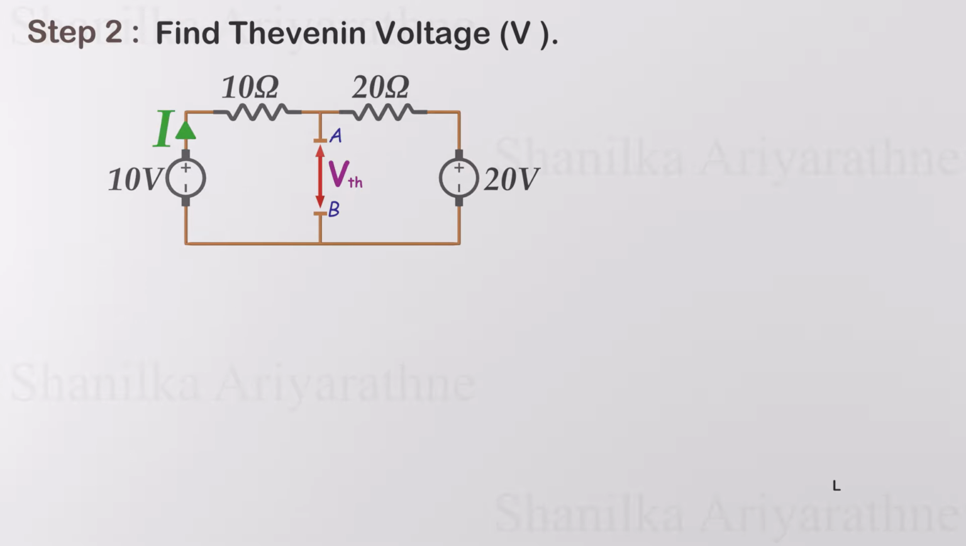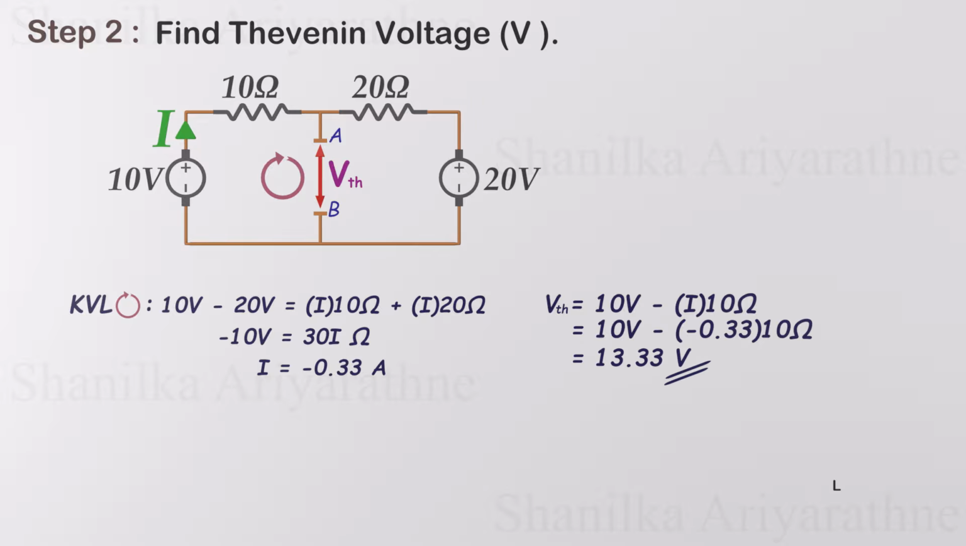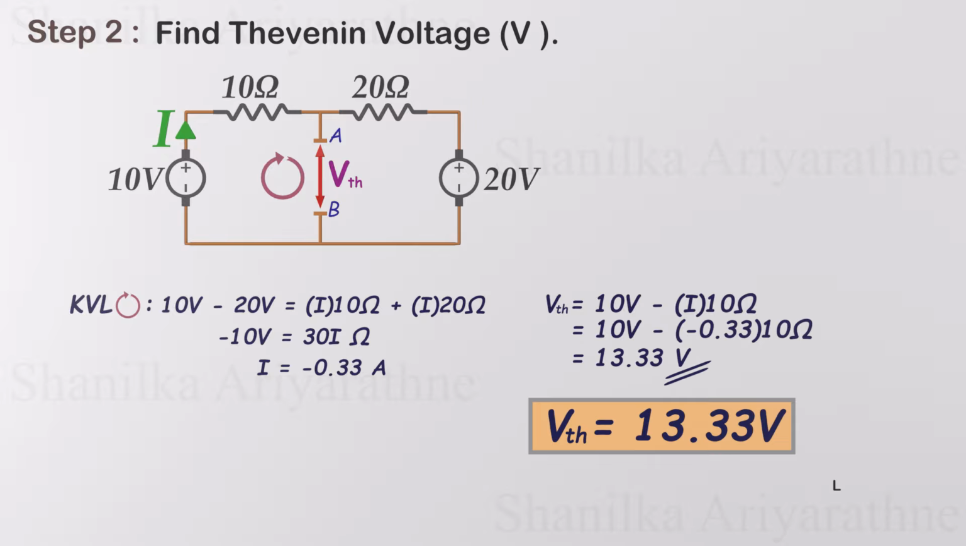This circuit contains only one loop, so you could use Ohm's law directly to find the current. However, for demonstration purposes, I'll use Kirchhoff's voltage law. Start by summing the voltages of the sources and the drops across the resistors. The current flowing through the loop is calculated as 0.33 amps. Then the voltage across the points A and B is equal to the voltage of the power source minus the voltage across the resistor. You can calculate from either side. I'll go from the 10-volt source side. We get the voltage as 13.33 volts. This is the Thevenin voltage.